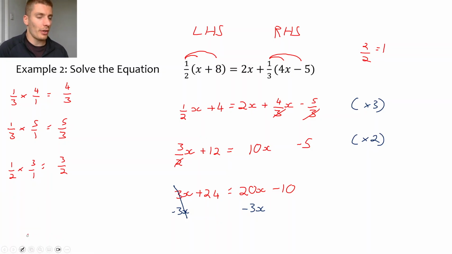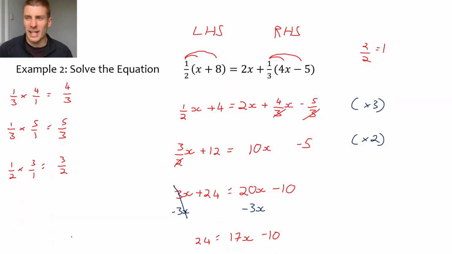Okay, so now left over, I've got 24 on the left-hand side is equal to 20x take away 3x will give you 17x, and the minus 10 is still left over. I'm now really close. I want to get the x on its own and the numbers on the other side. Well, this minus 10, I can bring it over here by doing the opposite of taking away 10, which is to add 10. So let's go and do that.